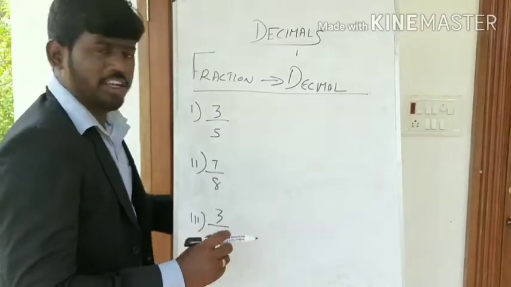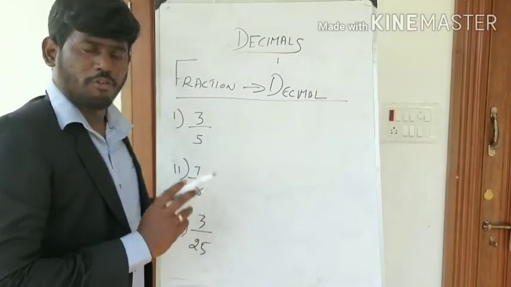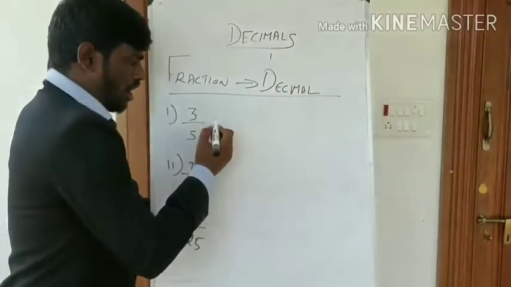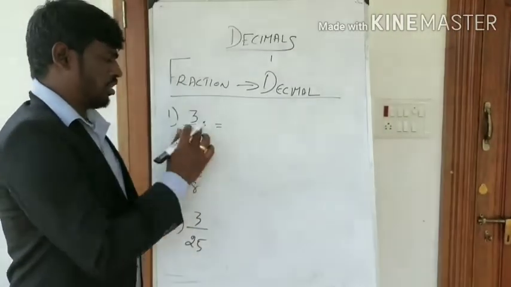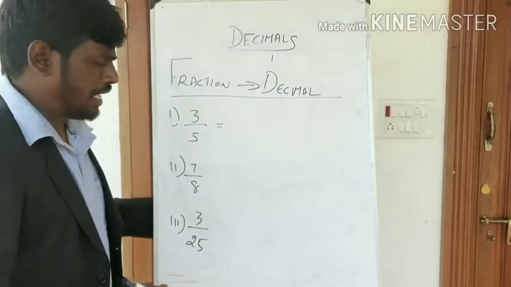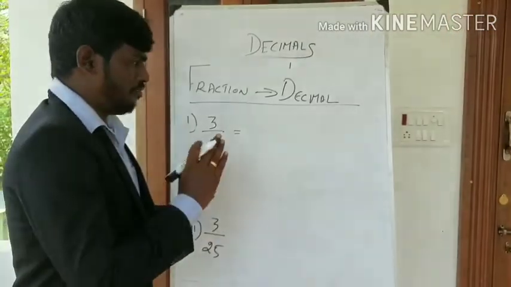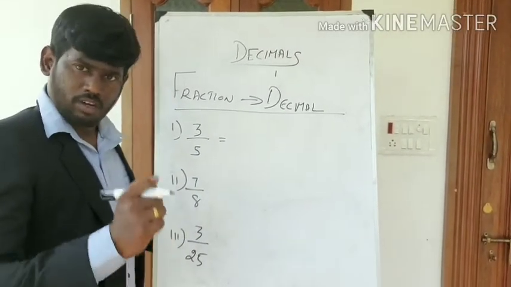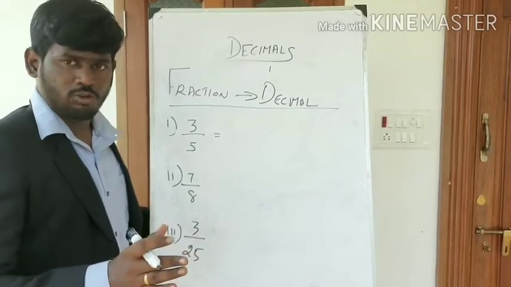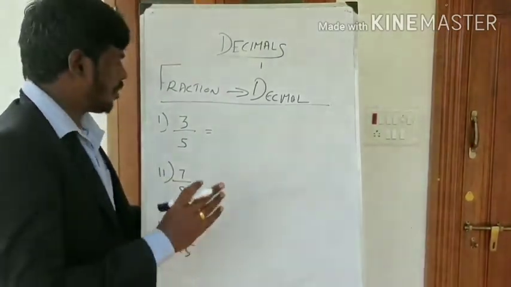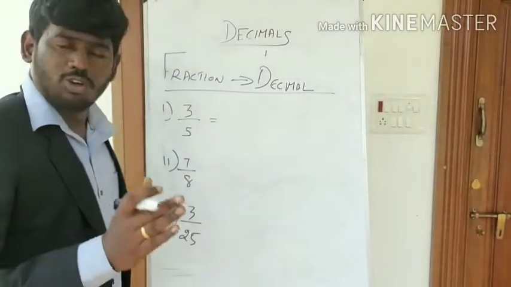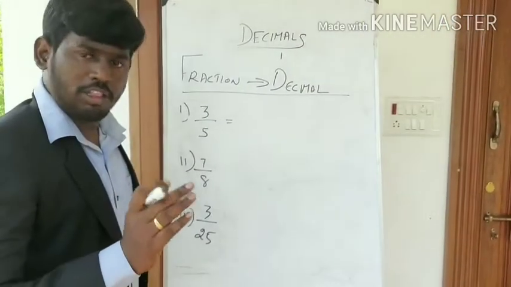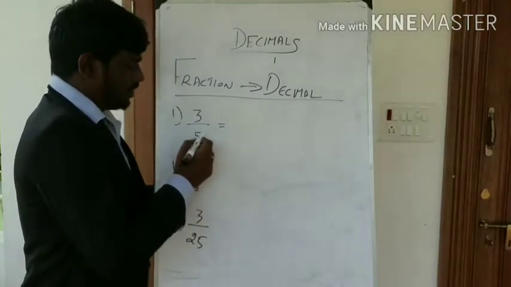So next I am going to teach fraction to decimal. 3 by 5. So how can I convert this fraction into decimal? See, when you are converting fraction to decimal, your denominator should be 10, 100, 1000 or 10,000. Again I am saying, when you are converting fraction to decimal, your denominator should be 10, 100, 1000. So just think, what is the denominator here?